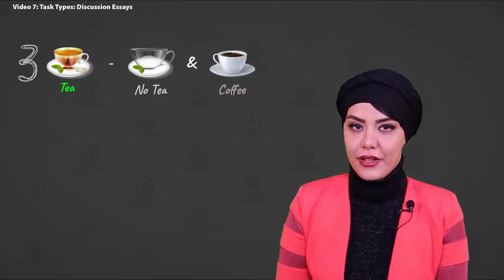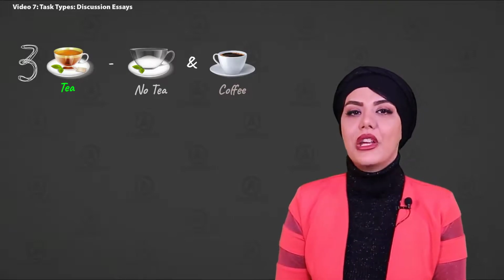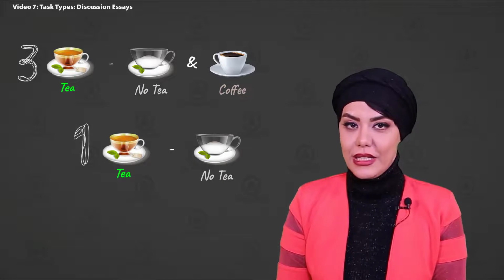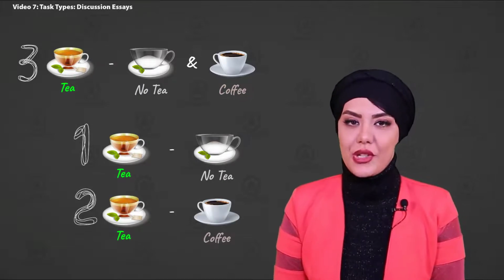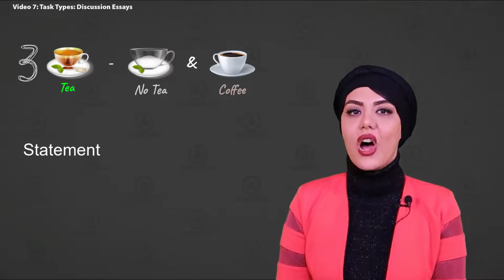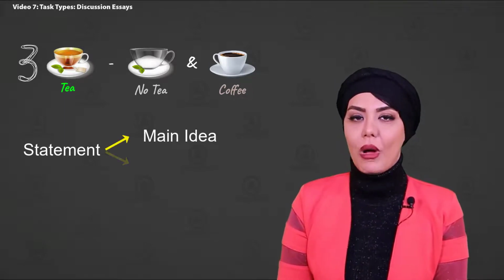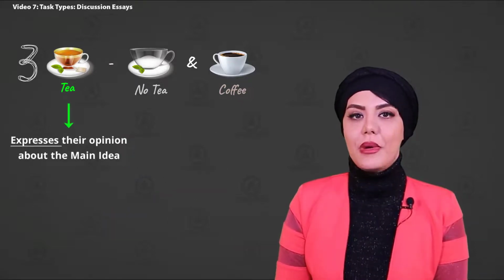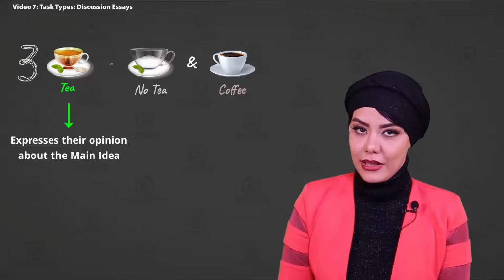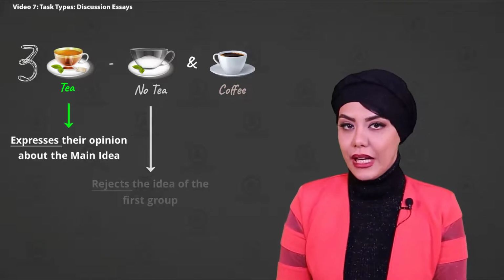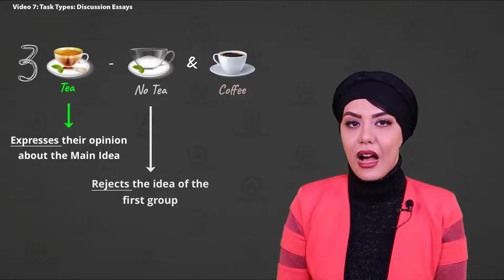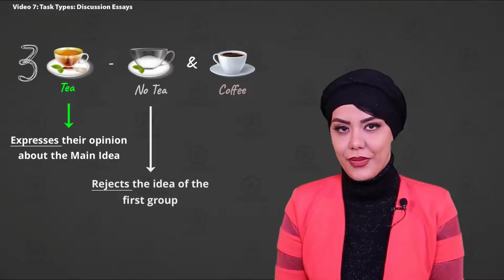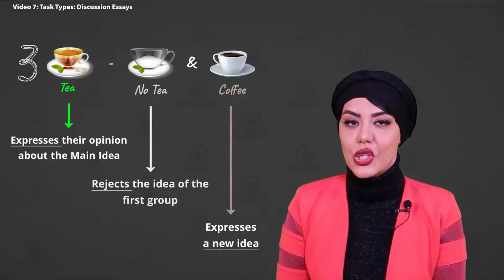Third category of discussion essay question is called tea, no tea, and coffee. These questions are a combination of type 1, tea no tea, and type 2, tea and coffee questions. So the statement section always includes one main idea, while the controlling idea words include the idea of two groups of people. The first group expresses their opinion about the main idea, we call it tea, while the second group first rejects the idea of the first group, so we call it no tea, and then expresses a new idea, so we call it coffee.